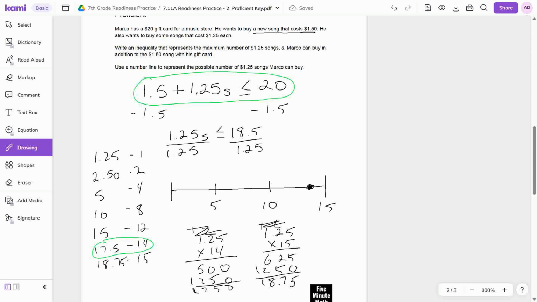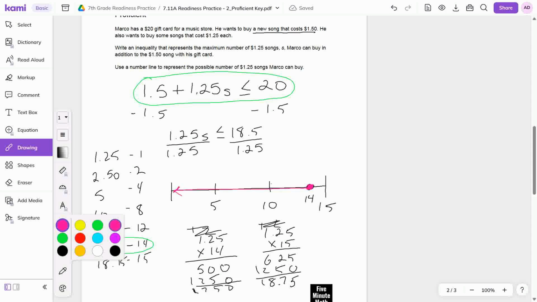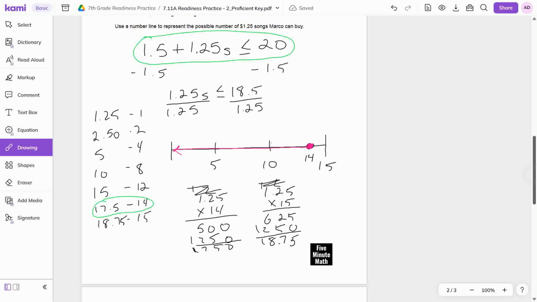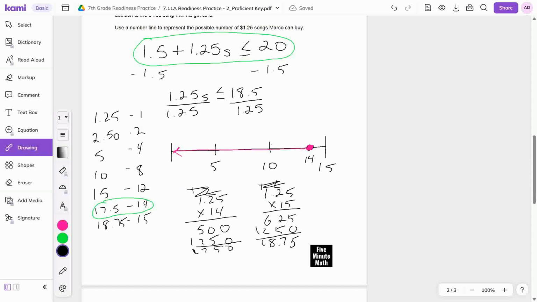And you could do it two ways. You can either do it like this. You can say 14, and you can just include it with a closed circle, and let's make this a different color so it stands out. And then you can do anything less than 14. Some of you might have written it like this. You also might have done an open circle on 15 and then included that.